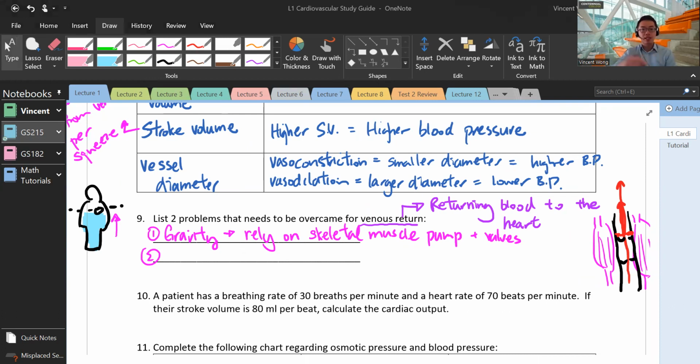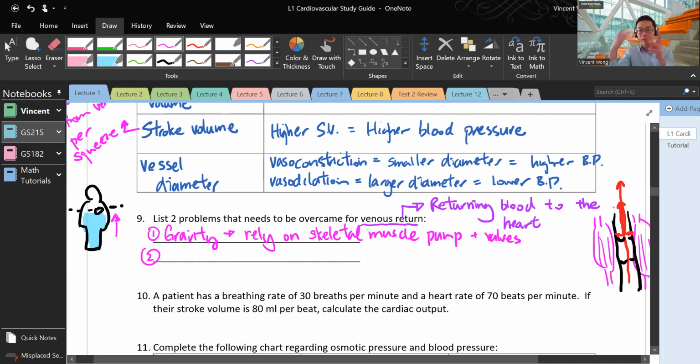Varicose veins is what happens when the valves do not work. Okay, so the blood starts to pool and then the veins start to bulge. But that's not the second problem that we need to overcome. That's more of a problem when this fails to work.